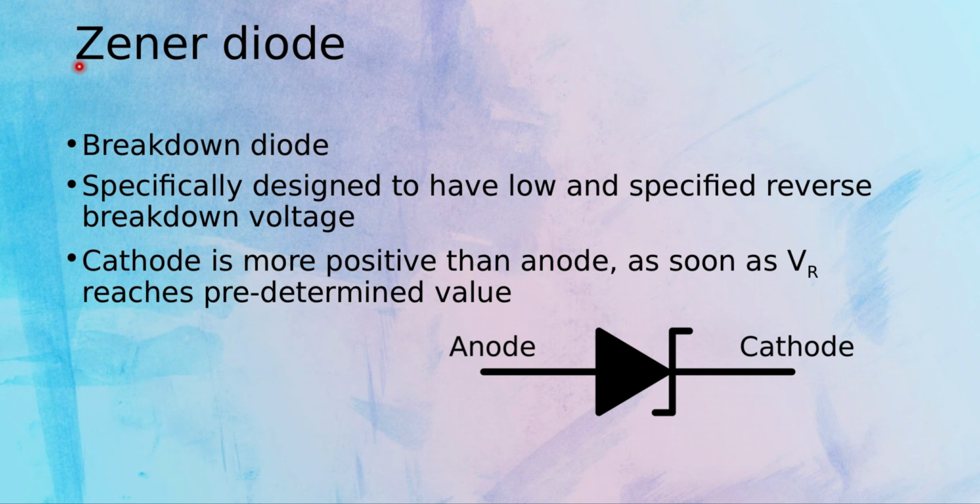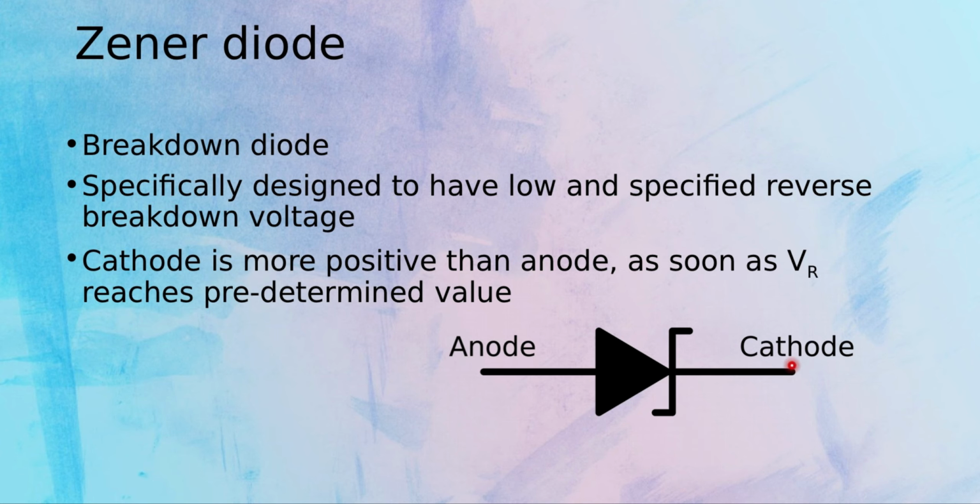Now, we will see what a Zener diode is. A Zener diode is also called a breakdown diode because this diode is especially designed to work in the reverse bias condition. Because it works in the reverse bias condition, it has a low and specified reverse breakdown voltage.